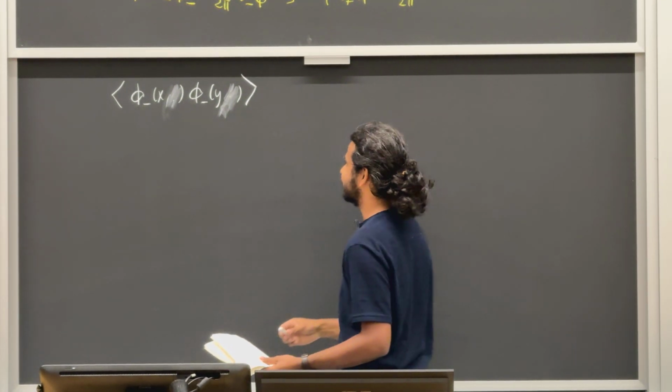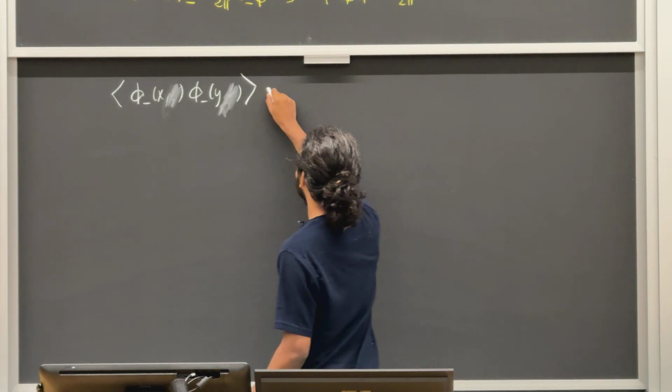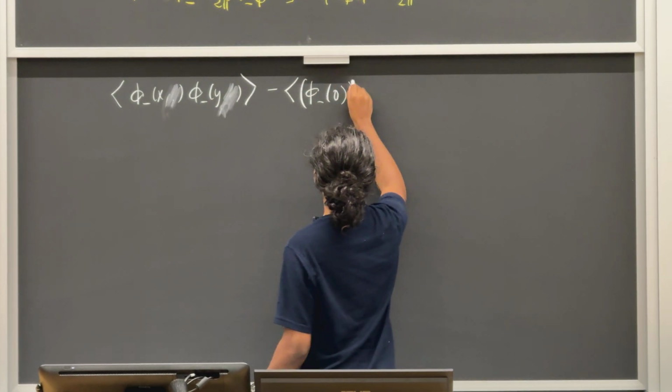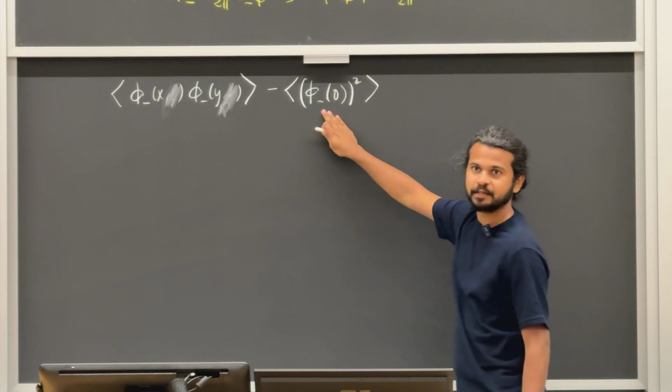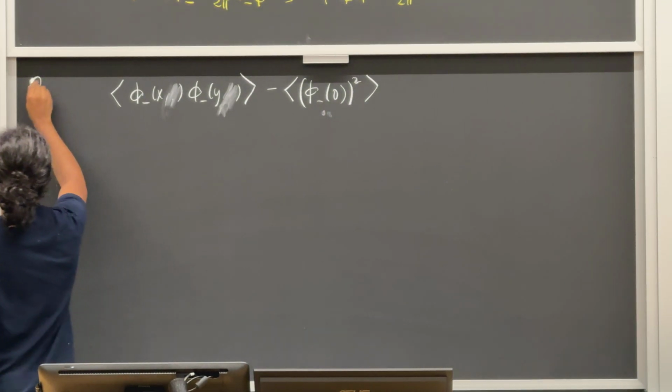To get rid of that, we are going to normal order this. By that, what we mean is we will just subtract away the x equal to y infinity. And let's define this to be g.